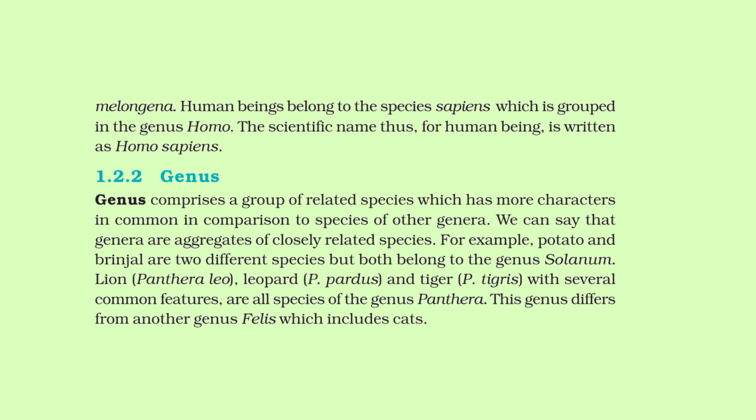1.2.2 Genus. Genus comprises a group of related species which has more characters in common in comparison to species of other genera. We can say that genera are aggregates of closely related species. For example, potato and brinjal are two different species, but both belong to genus Solanum. Lion, Panthera leo, leopard, Panthera pardus, and tiger, Panthera tigris, with several common features, are all species of the genus Panthera. This genus differs from another genus Felis, which includes cats.